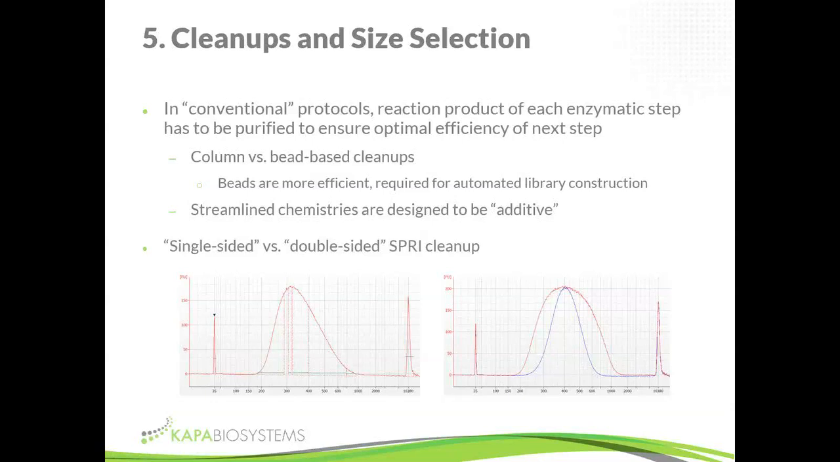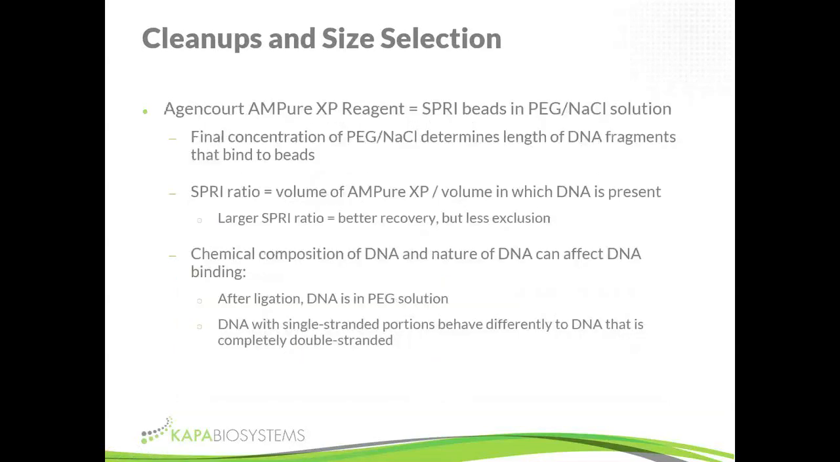So the point here is to think very carefully about cleanups versus size selection, and the relative value of a size selection, and whether that loss of material is really worth it. So, talking a little bit more about this agent called AMPure XP reagent, that's basically SPRI beads. This is provided by Beckman Coulter. It's SPRI beads, which are paramagnetic beads, in a PEG sodium chloride solution.